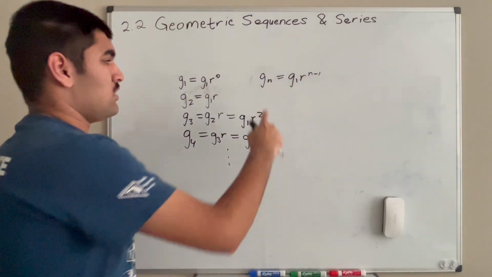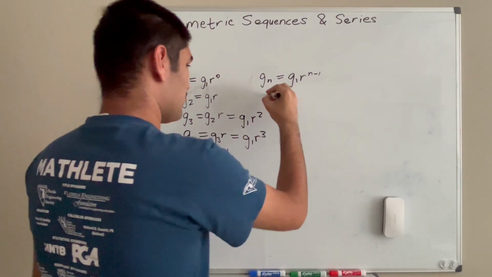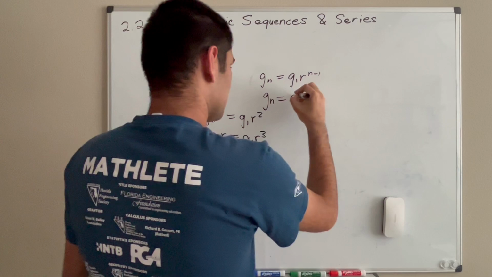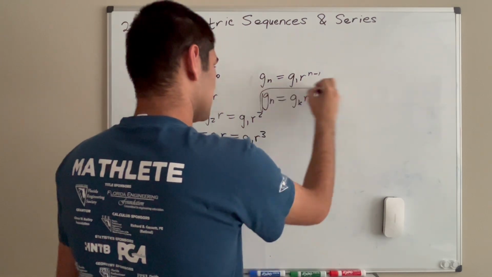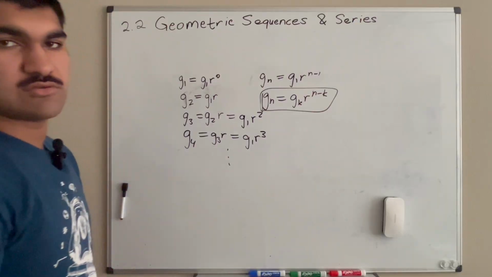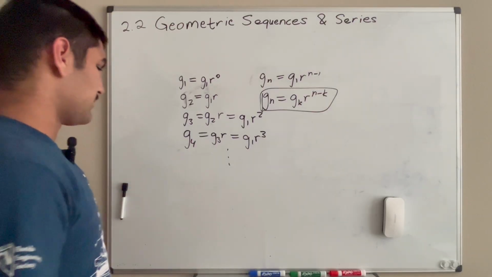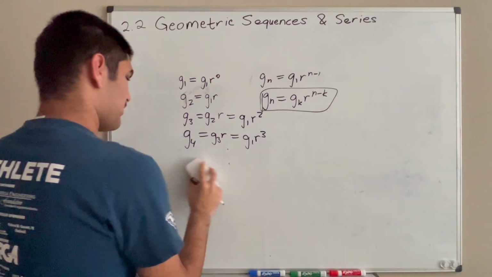Okay? And then, of course, we can generalize this even further. So we get Gn is equal to G sub k times R to the n minus k. And this is the general term of a geometric sequence. Okay? All right, good. Now let's do some practice problems.